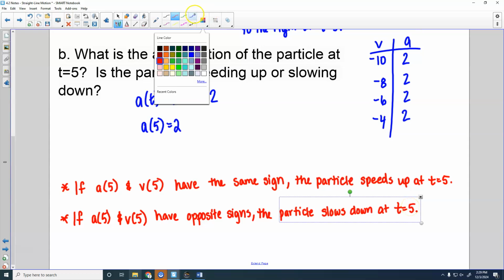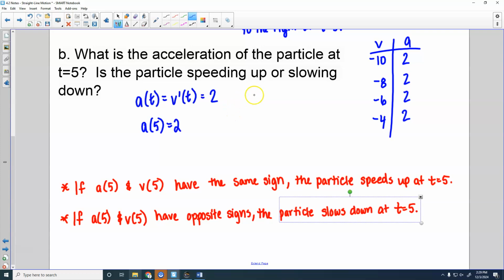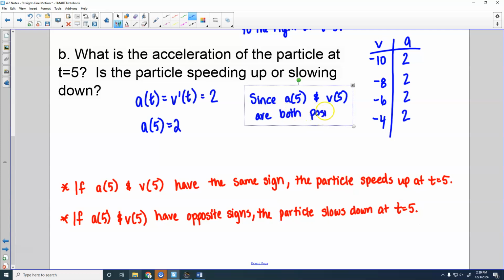So for our conclusion here, we would say since A of 5 and V of 5 are both positive, the particle speeds up at t equals 5.